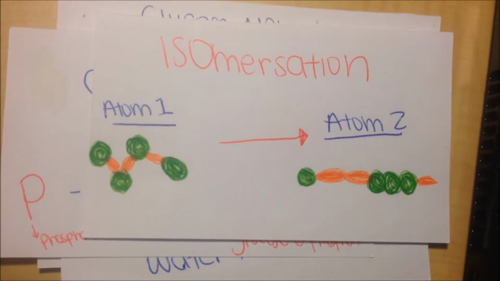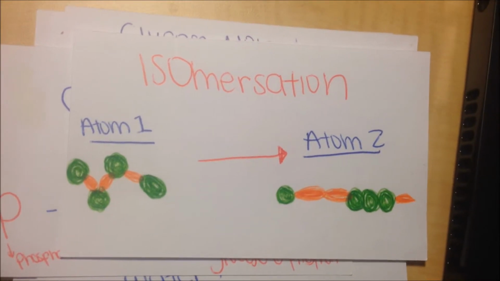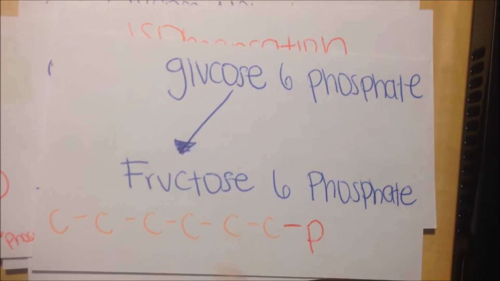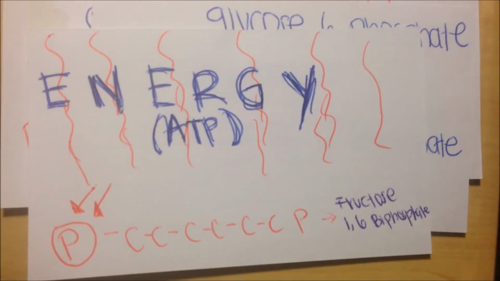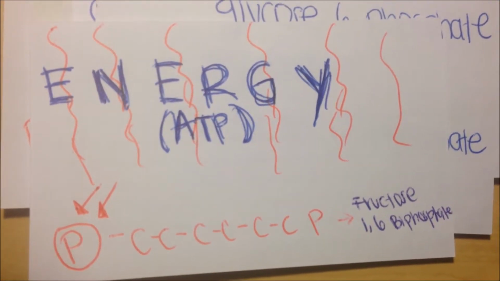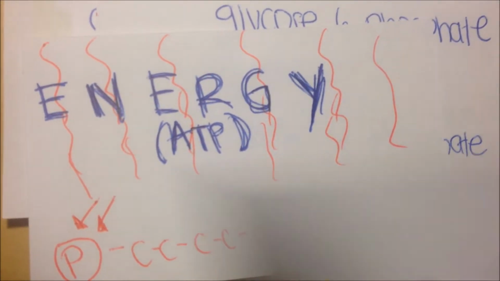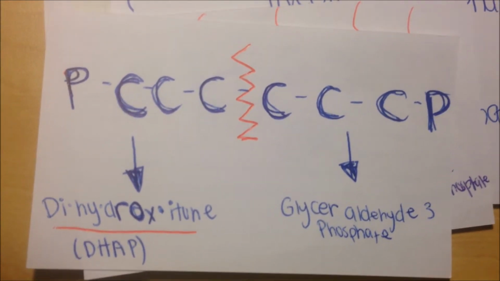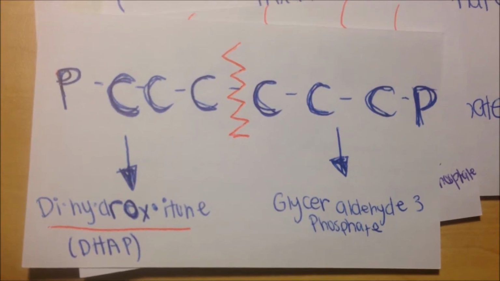Isomerization, which is defined as changing one cluster of atoms into a new molecule simply by changing the sequence of atoms, will occur. Our glucose 6-phosphate will become fructose 6-phosphate. With the use of additional energy, another phosphate is attached to our fructose 6-phosphate, leaving us with a 6-carbon chain with 2 phosphates attached, called fructose 1,6-bisphosphate. Next, our molecule gets divided right in half, forming dihydroxyacetone phosphate, commonly referred to as DHAP, and glyceraldehyde 3-phosphate.